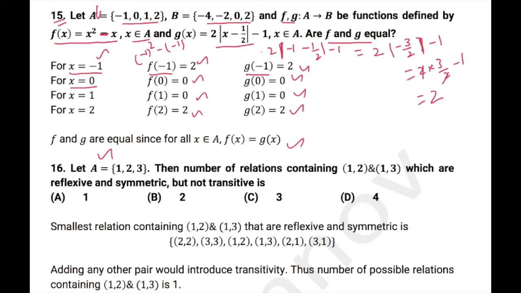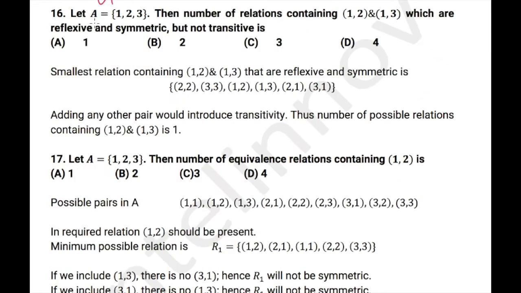Now the next question, let the set A be defined as {1, 2, 3}. Then the number of relations containing (1, 2) and (1, 3) which are reflexive and symmetric but not transitive is. This is what we need to find. It's slightly tricky.